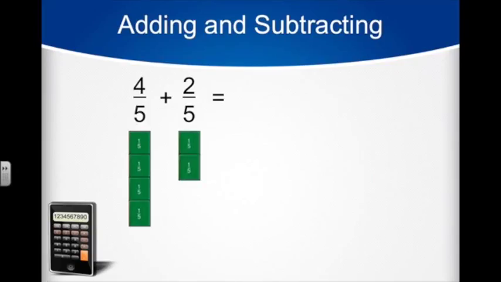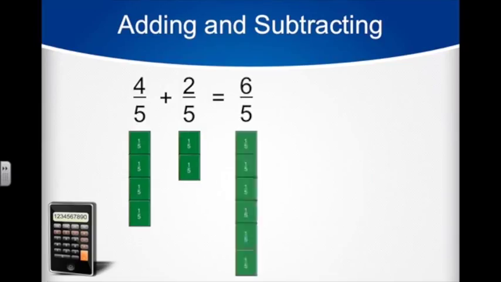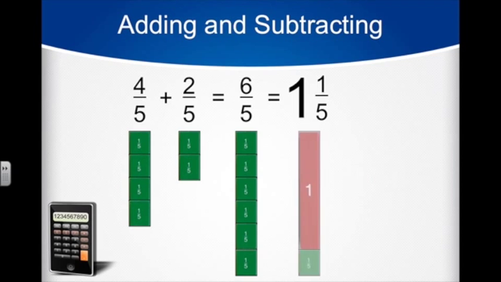When we add or subtract fractions, the denominator stays the same, and we add or subtract the numerators. For example, let's consider 4/5 plus 2/5. 4 plus 2 is 6, so we have 6/5. Notice we're still working with fifths, we just combined 4 of them with 2 more of them. Finally, we can rewrite this as a mixed number, 1 1/5.